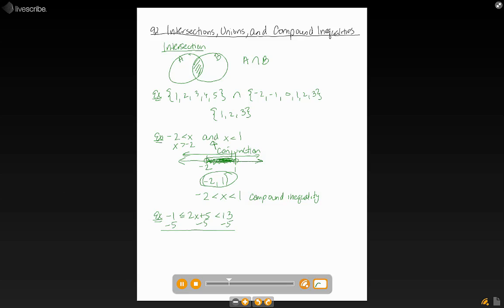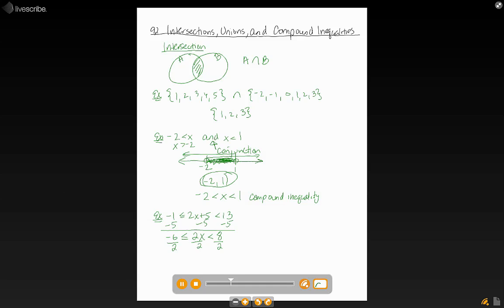Trying to get x alone in the middle. Who's bothering x? 2 and 5, right? Who do you get rid of first? 5. It's being added, so what do you do? Subtract it from all three sides. What do you get? Negative 6 is less than or equal to 2x less than 8. And then divide by 2. Did you divide by a negative? No. Okay, then you can just wipe your brow and forget about being careful.